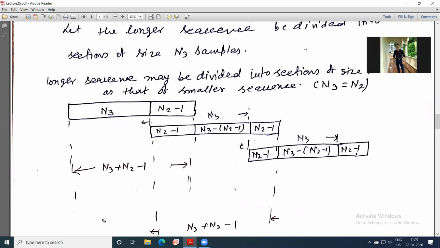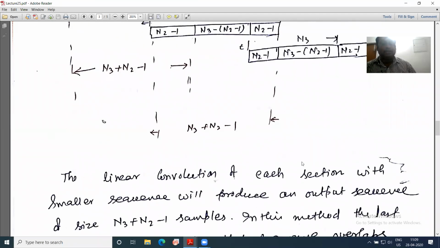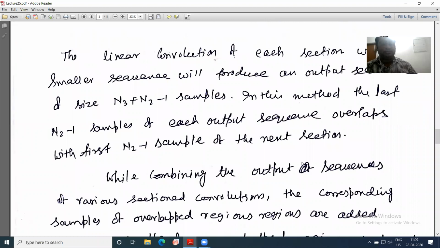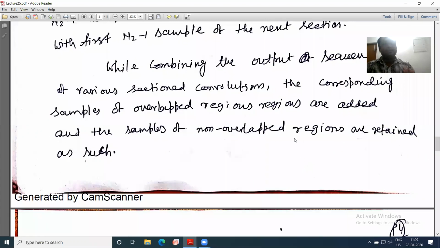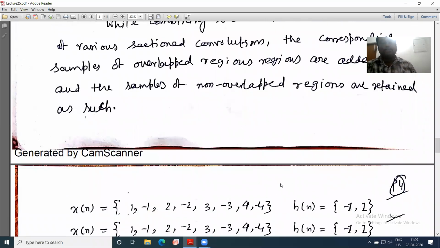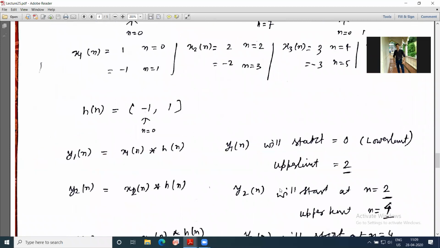While computing the total output, I have to add at the overlap. That's why it is called the overlap add method: at the overlap we add, and this computes the total output. This is written in the theory. Now we go to the example, and you will understand this better.